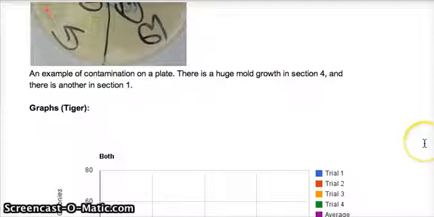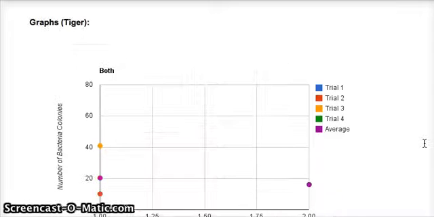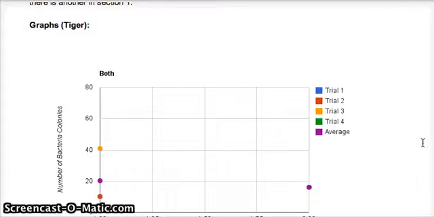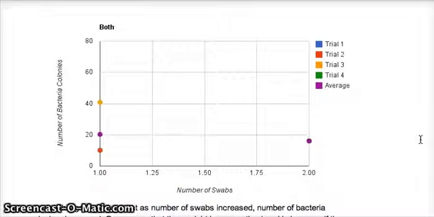Okay, so here are the final graphs. First, this is the one for both. Both was our positive control, and we thought it did a pretty good job of indicating that both sugars will be the best.